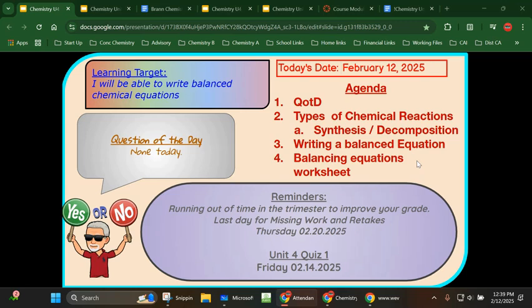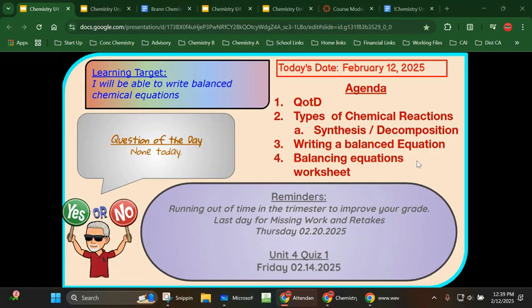Your reminders: Thursday of next week is the last day for any late or missing work and retakes. Friday, you are going to have a quiz. You are going to have to balance 3 chemical equations, and you are going to have to identify all the different parts of a chemical equation. Here's the good news about the quiz, ladies and gentlemen.